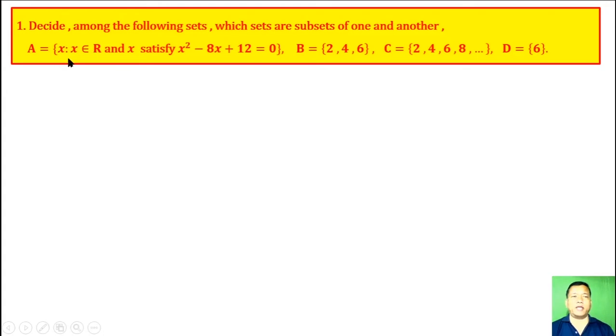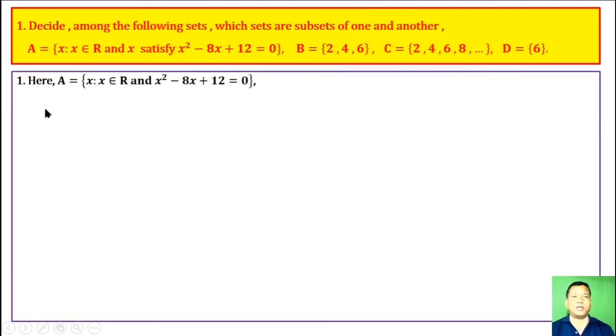A is the set of X such that X belongs to R and X satisfies this quadratic equation. B consists of 2, 4, 6. C consists of 2, 4, 6, and so on. D consists of 6 only. Here A is this, and B, C, D are given.